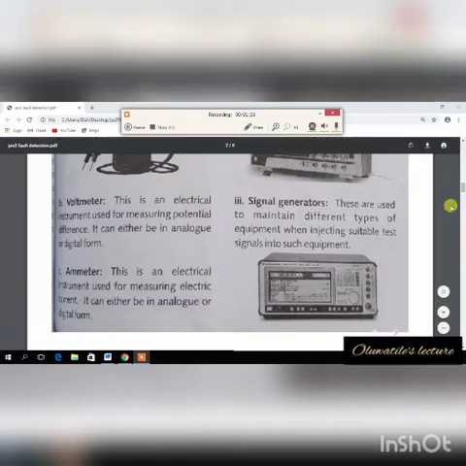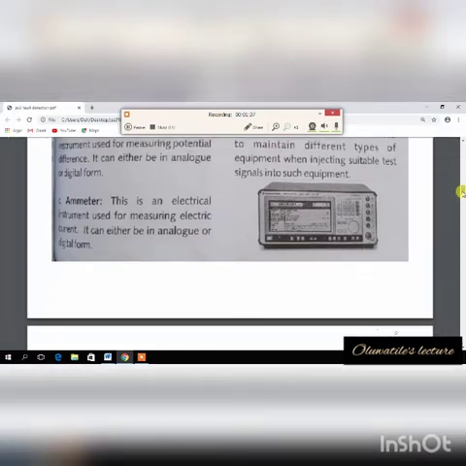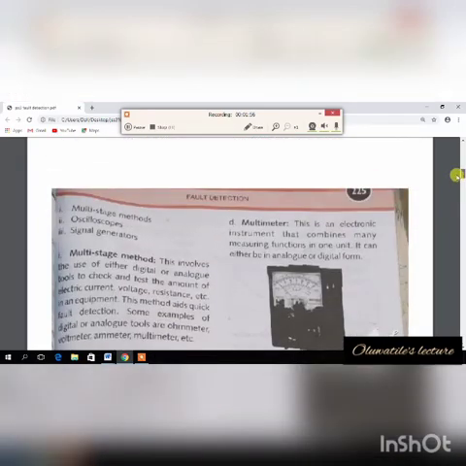So another one is the ammeter. The ammeter, we know already, is used to measure what? Current. So this is an electrical instrument used for measuring electric current. It can either be analog or what? Digital. So for this one, we tend to measure the amount of current that is in that electronic or electrical equipment. So we use all these tools to test.